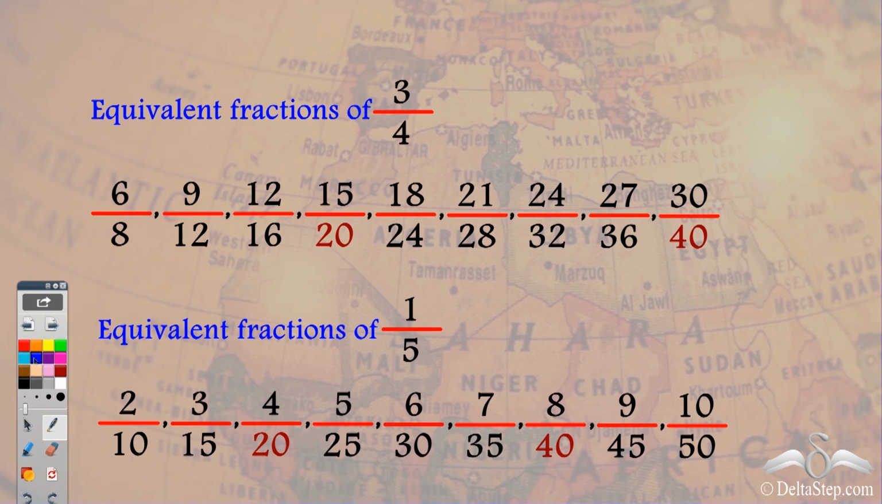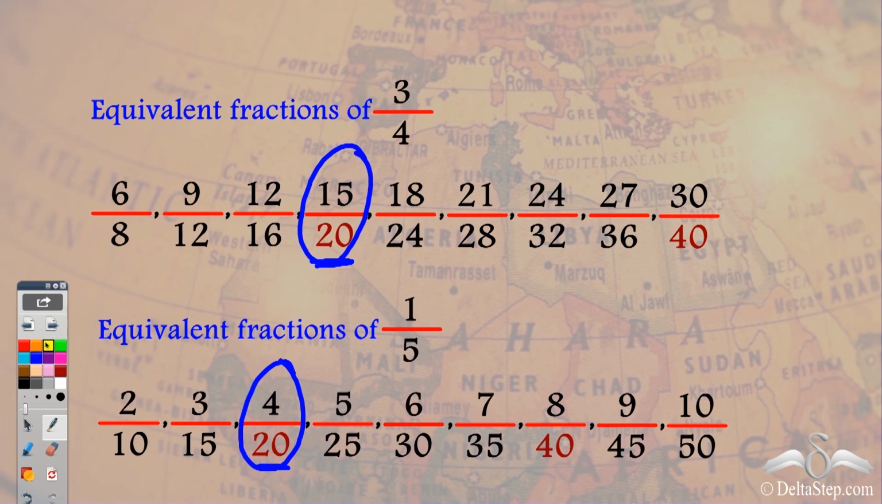Now if you observe, we have a fraction with denominator 20 here and we have a fraction with denominator 20 here as well. This is equal to 3 by 4 and this is equal to 1 by 5. Also, the denominator here is 20 and the denominator here is 20. So these two are like fractions. So I can add them.